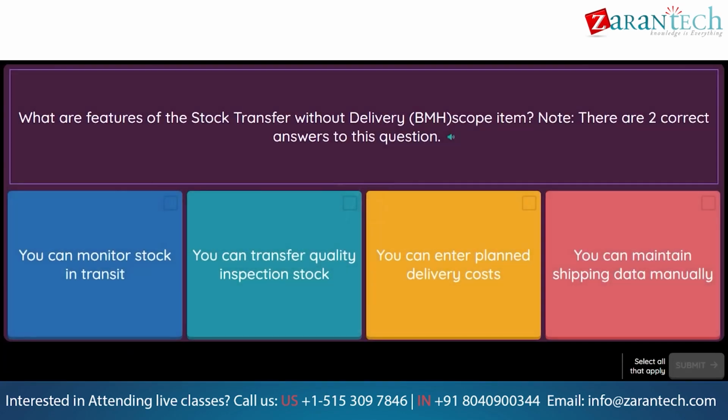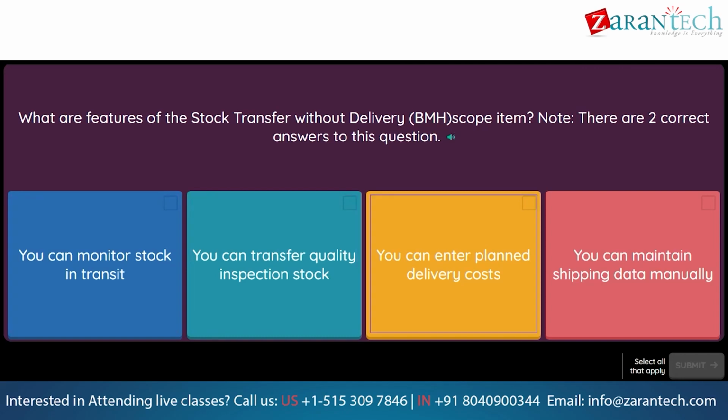Question: what are features of the stock transfer without delivery, BMH, scope item? Note: there are 2 correct answers to this question. Option 1, you can monitor stock in transit. Option 2, you can transfer quality inspection stock. Option 3, you can enter planned delivery costs. Option 4, you can maintain shipping data manually.